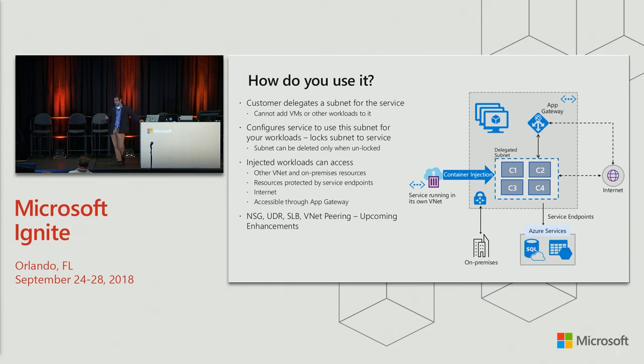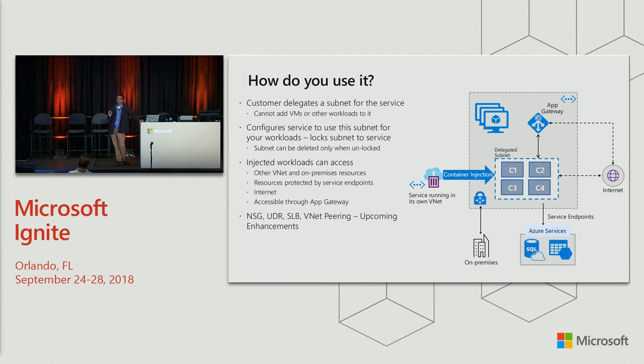Now, how do you actually use it? It's pretty simple. If you take ACI as an example, which I'll be going into more detail later, you first start off by creating something called a delegated subnet, and you say that that subnet is now assigned to the service. What that means is that only that service can deploy workloads into that subnet. You cannot add VMs or any other workloads to it.